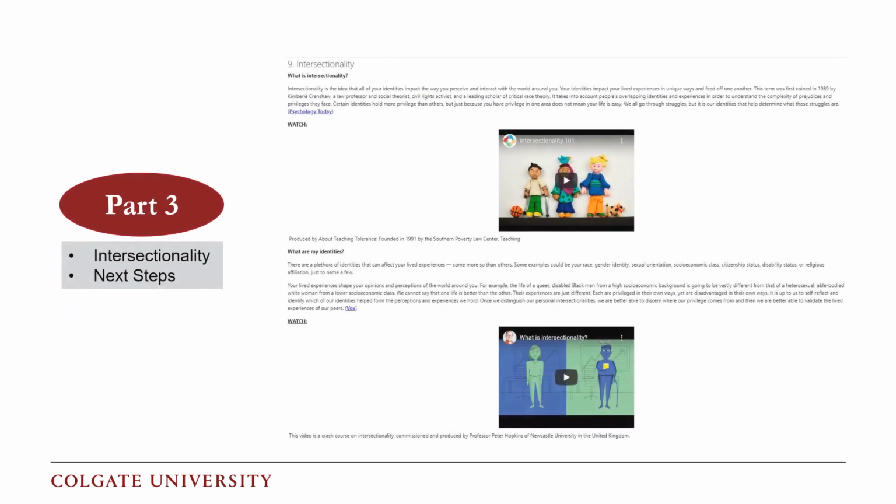Up next, we're going to talk about intersectionality, knowing that all of our identities may impact the way we perceive or interact with the world around us. Our identities impact our lived experiences in unique ways and feed off of one another, and it's important to know how our identities might differ from others and really finding that central point for ourselves and realizing our own livelihood and where we come from.